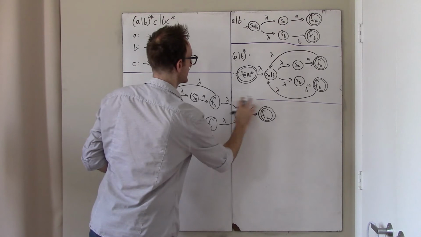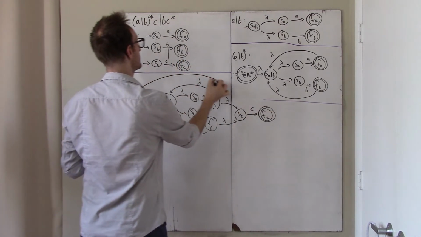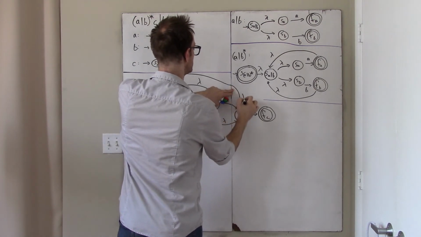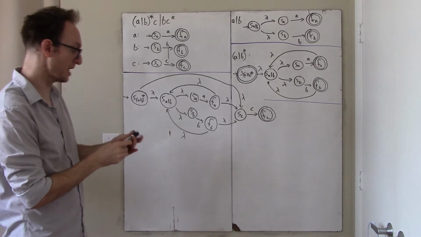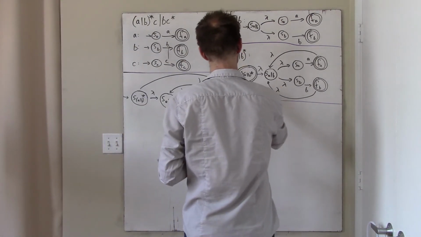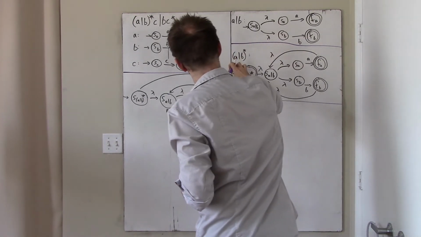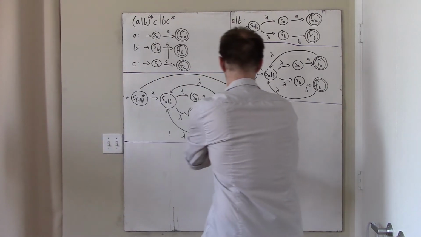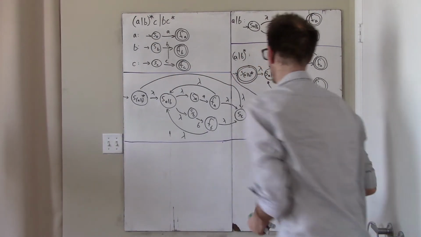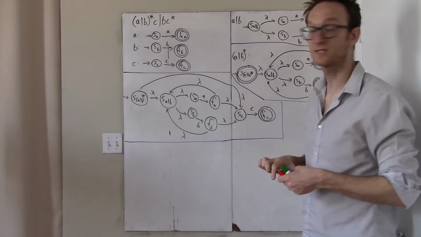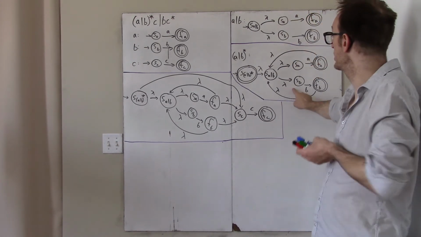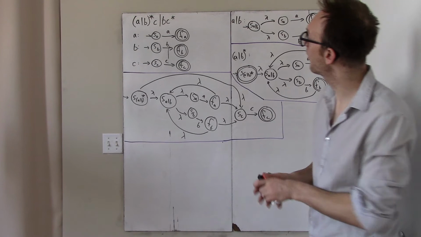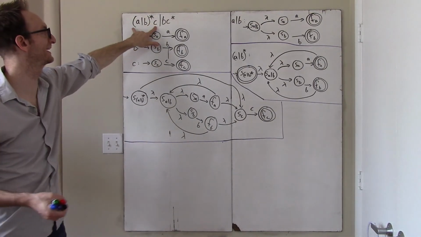finally, a lambda from here to here. Okay, and so I claim that this machine does the job. Loosely speaking, to be accepted by this machine, you have to make it all the way through this machine one way or another, and then make it through this machine. Okay, so now we have constructed recursively this whole thing.